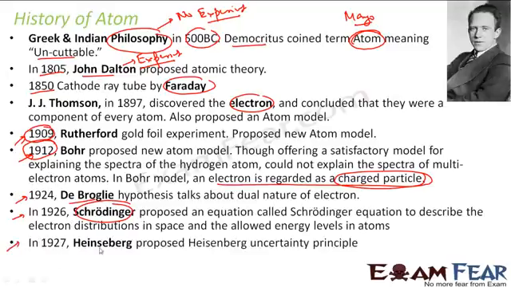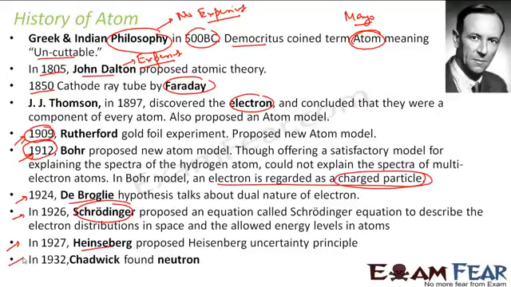In 1927, Heisenberg proposed the uncertainty principle. And in 1932, Chadwick found the neutron. After this, it is not in this slide, but this is the model which is mostly accepted. This was found after all this happened. These people proposed a model called the quantum model of atom. And that is the most widely accepted model for atom today.